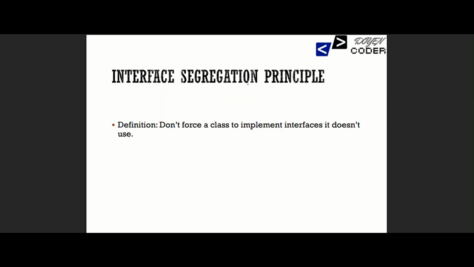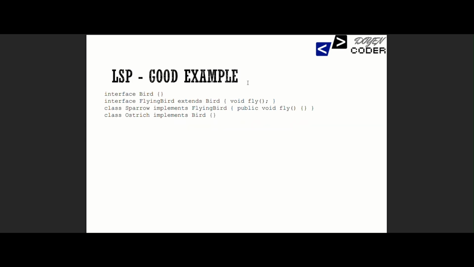Let me go to the fourth principle. It is nothing but the Interface Segregation Principle. As per the definition, interface segregation, as per the name: don't force a class to implement an interface it does not use. Means here you can see some example for Ostrich.